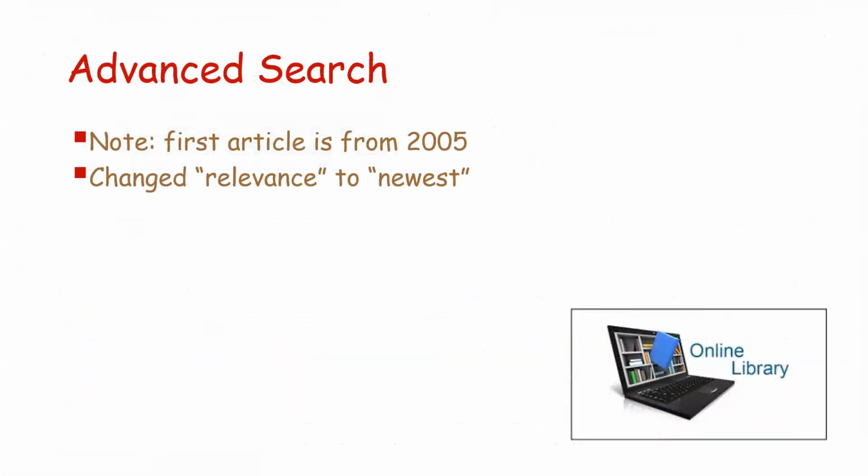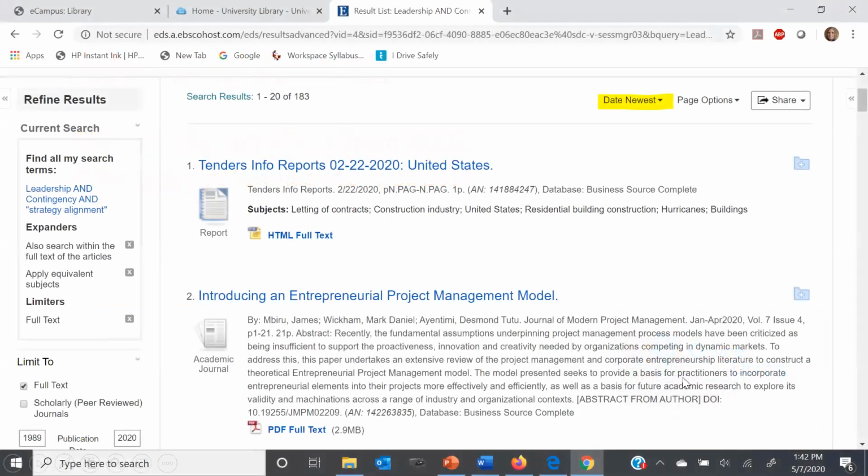I am going to change where it says relevance to newest. And if you'll see here, that's what I've done. That's what I've highlighted here. I use that drop-down menu and it now says date newest. And you'll see that the newest article is a 2020, which is a lot better than 2005.